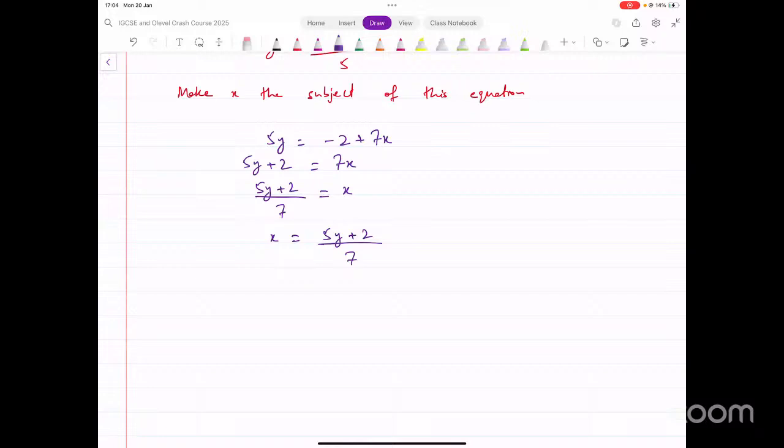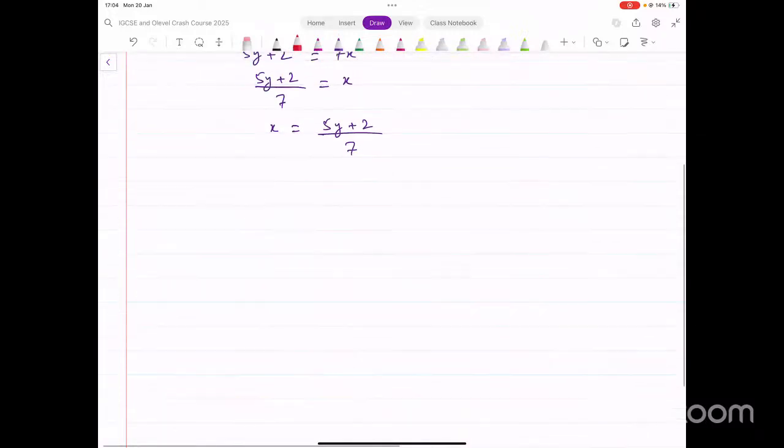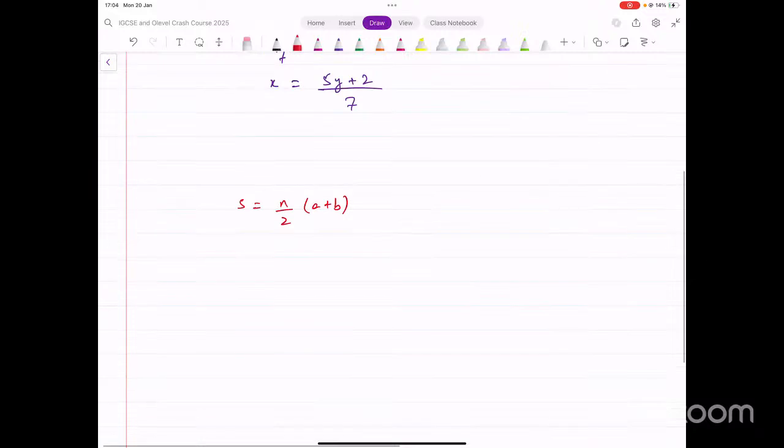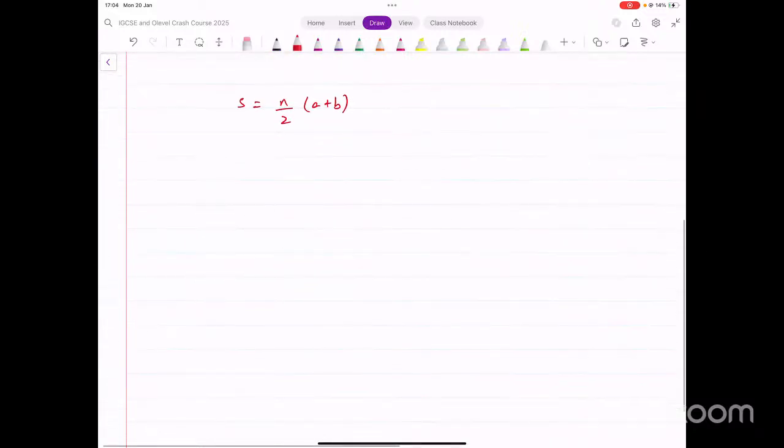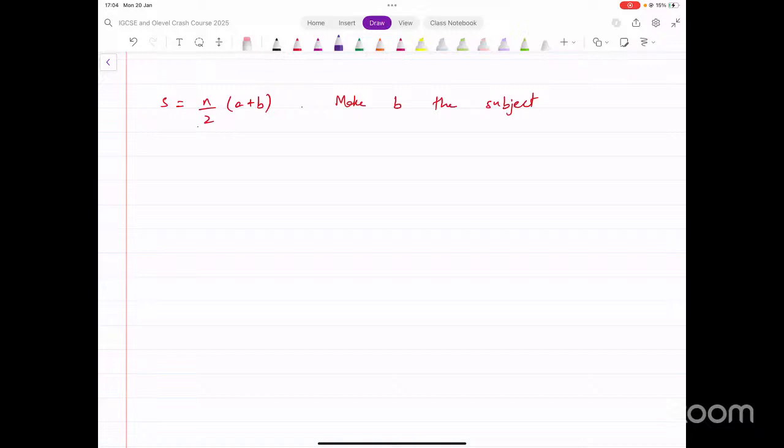All right, let's take another example. Let's say you've got a function like this, s equals n over 2 into a plus b. Okay, and what you want to do is you want to make b the subject. This is the equation. Make b the subject of this equation. Now, how is this going to work? You multiply 2 to the other side. Remember, this is the b that we want to isolate, right?